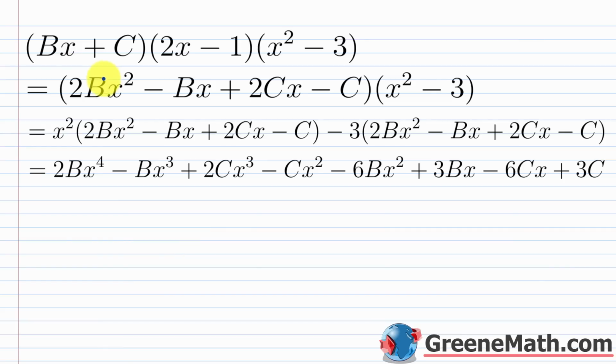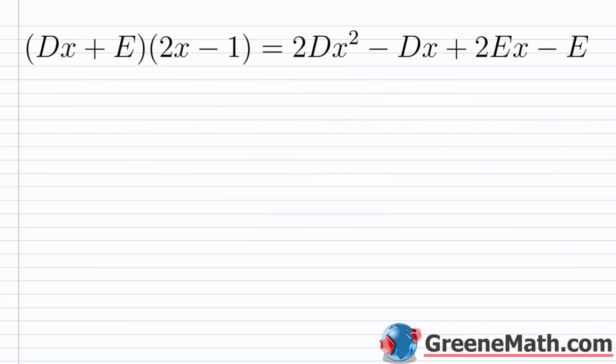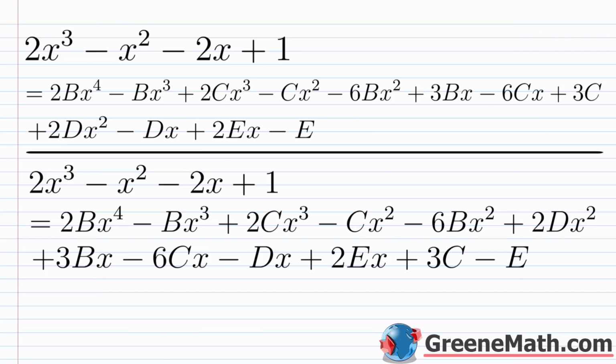All right, so if we go through and simplify this guy, I have the steps listed for you. We're going to end up with 2bx to the 4th power minus bx cubed plus 2cx cubed minus cx squared minus 6bx squared plus 3bx minus 6cx plus 3c. Then the other guy we need to simplify is this one. It's more straightforward. We'll say this is 2dx squared minus dx plus 2ex, then minus e. Okay, so I put this together, and again, it's so long that I had to break it up like this.